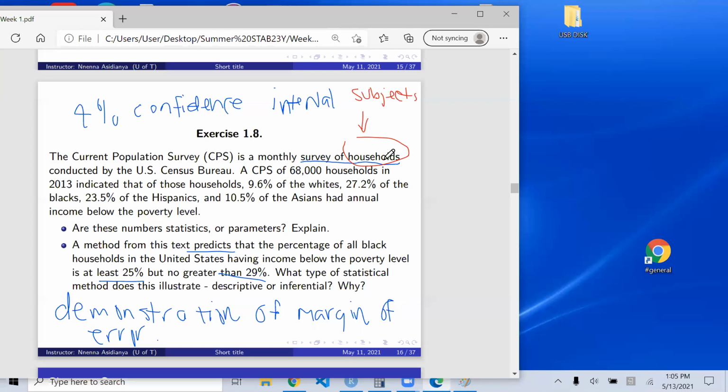But these are parameters though? Sorry, these are not parameters, these are statistics because they're characterizing the actual sample. We do not know what the parameter value happens to be. These are not parameters because we don't have the actual full population. What we have here are actual sample statistics. But don't worry about confidence intervals and margin of error.